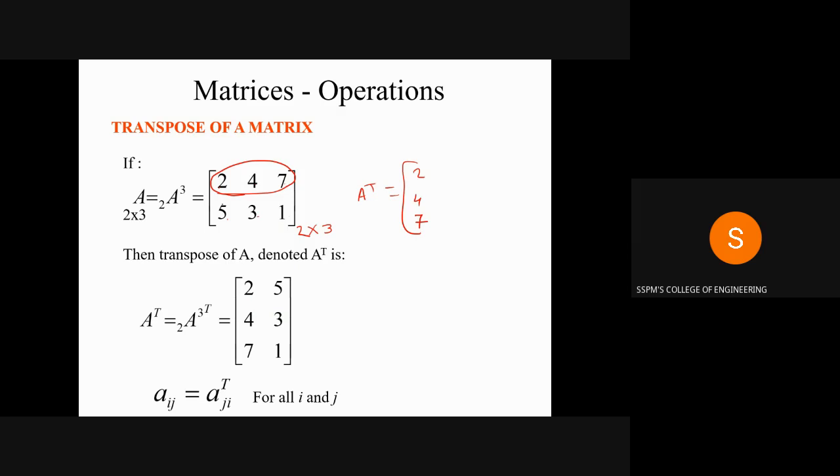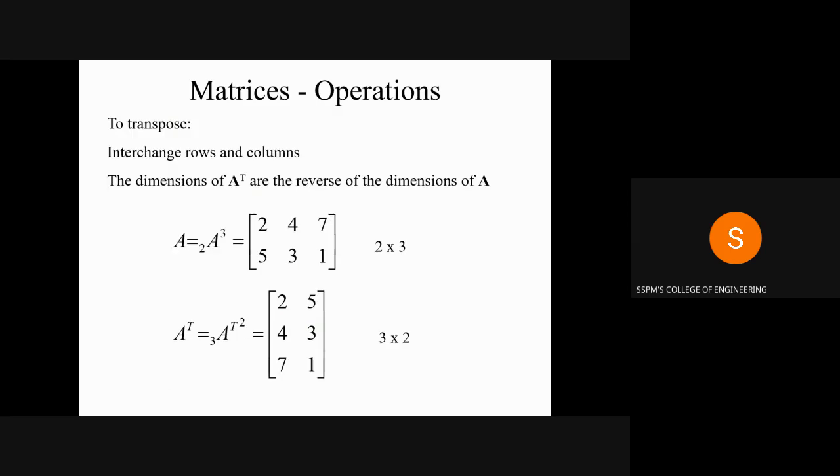Now what is the second row? It is 5, 3, 1. You write it as the second column. The order of this is 3 cross 2. So you can see that if a matrix is of order 2 cross 3, its transpose will be of order 3 cross 2. The order is interchanged. Also the first row is written as the first column, and the second row is written as the second column. That is how you write the transpose of any matrix.